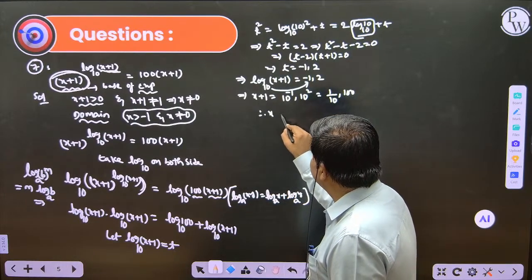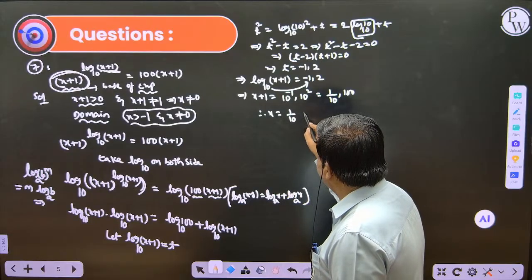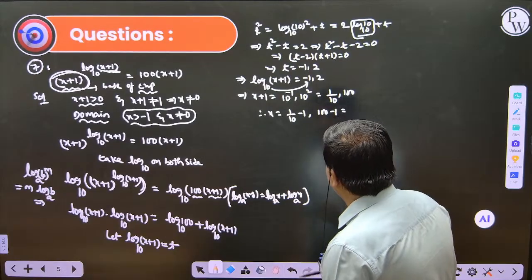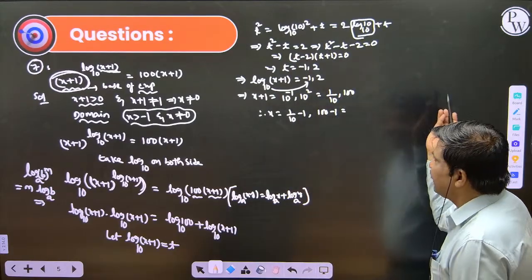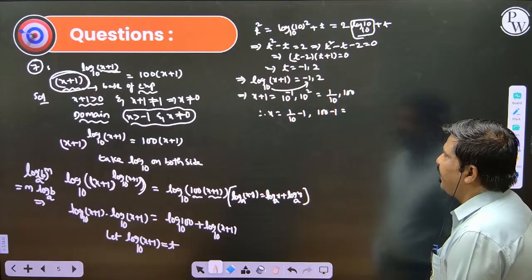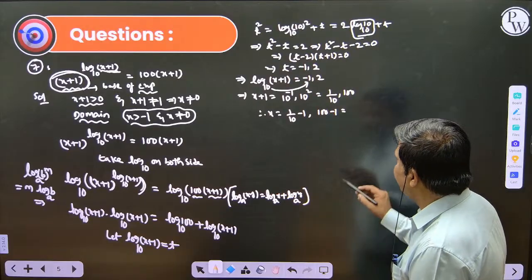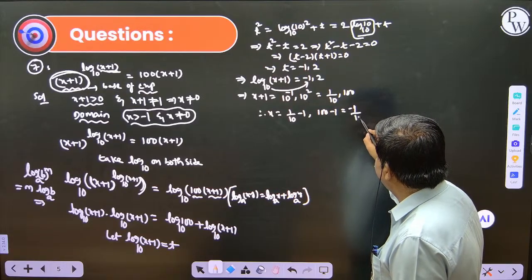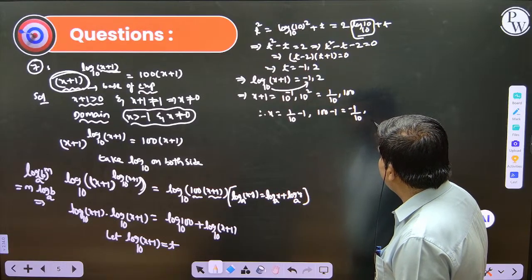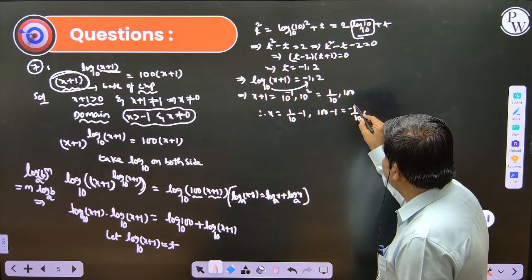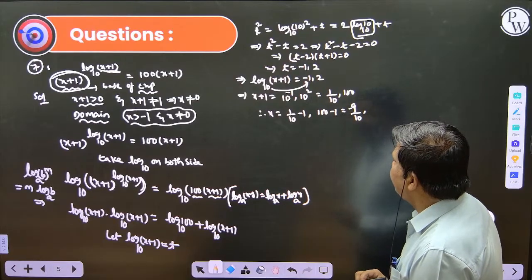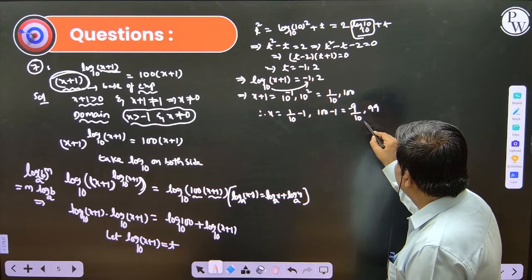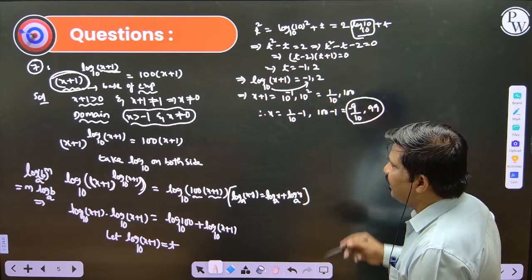Therefore x is equal to 1 by 10 minus 1 comma 100 minus 1, because this 1 shifted to that side. That gives minus 9 by 10 comma 99. See whether these two values are valid or not.